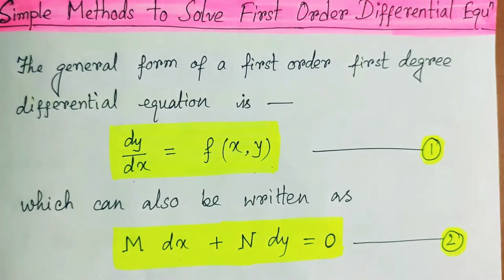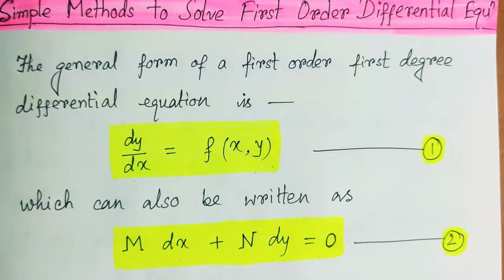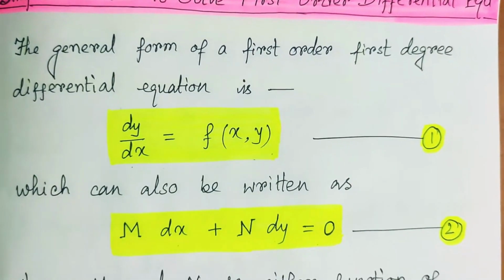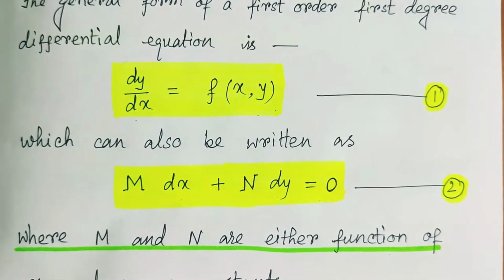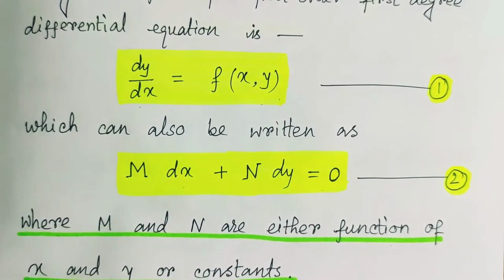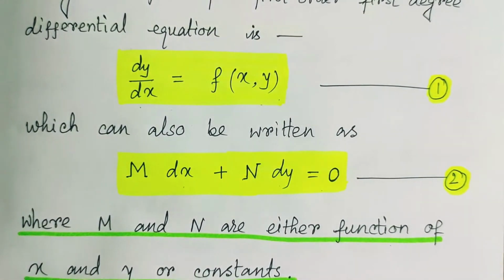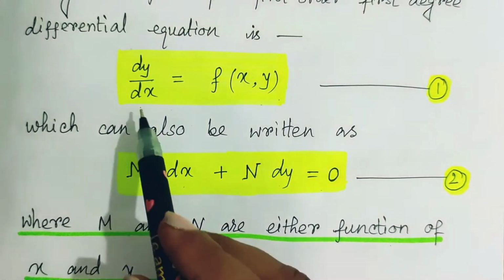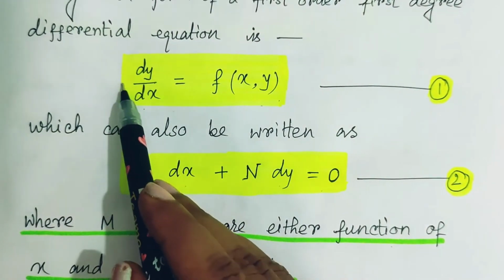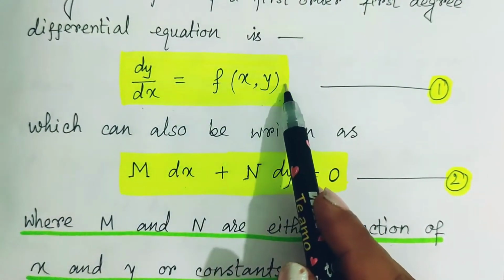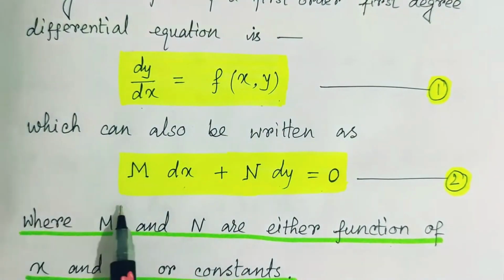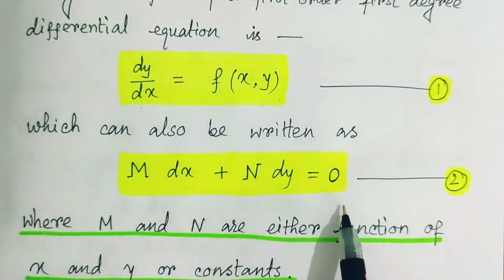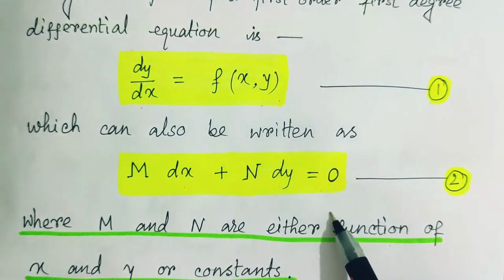But before that, the general form of a first order differential equation is dy by dx equals f of x, y. This equation also can be written as M dx plus N dy equals 0. We can keep dy on one side, multiply dx on the other side, and if we keep everything on the left hand side, then we shall find this type of format. So from here only we can derive this format also.